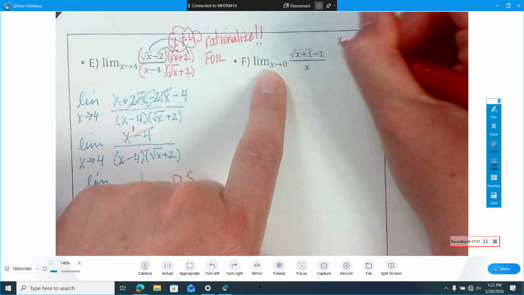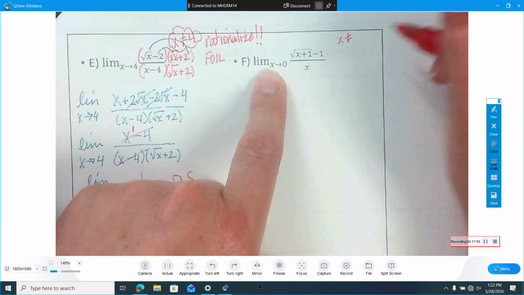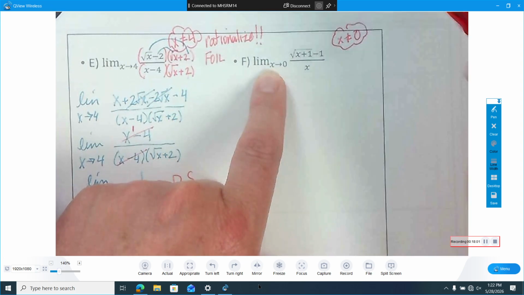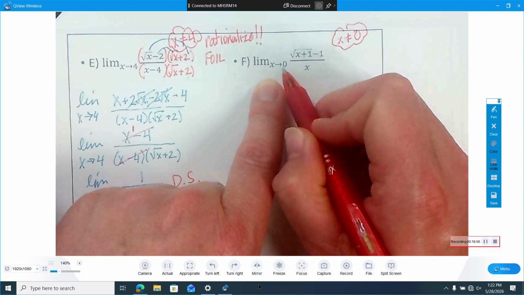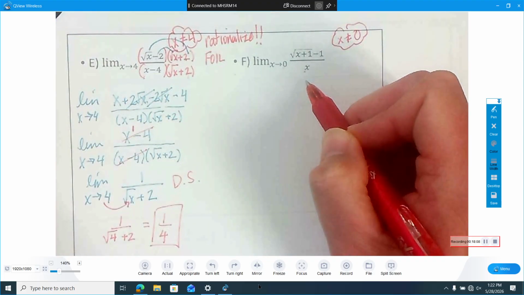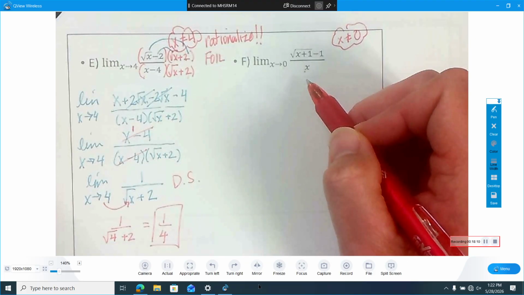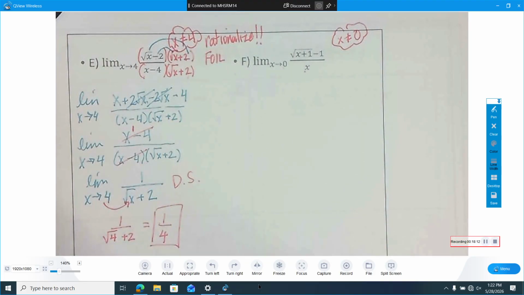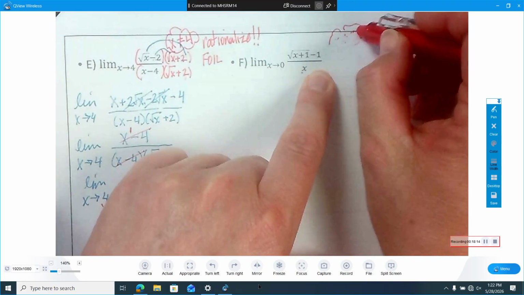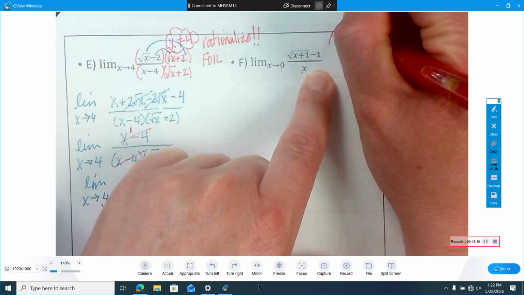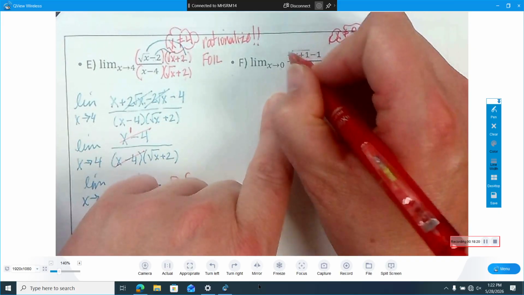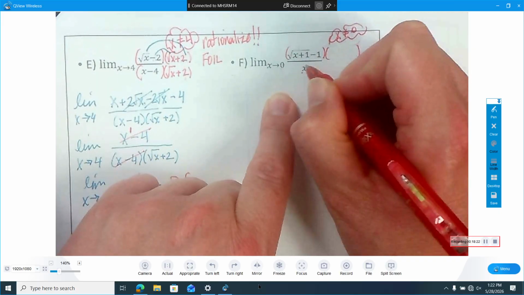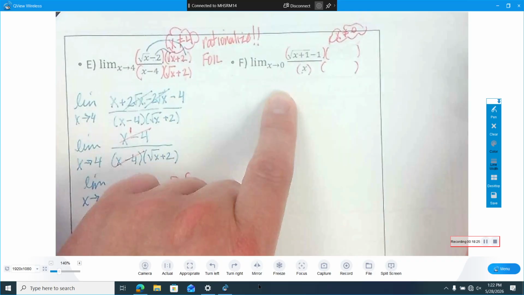Again, what is x not allowed to be? 0. Okay. And because it's not allowed to be 0, when I try to direct substitute, I try to plug it in, I'm going to get something undefined. If I get something undefined, I need to think of an algebraic technique to help me clean this up. So we're going to rationalize again with the complex conjugate. So I'm going to multiply top and bottom by something.